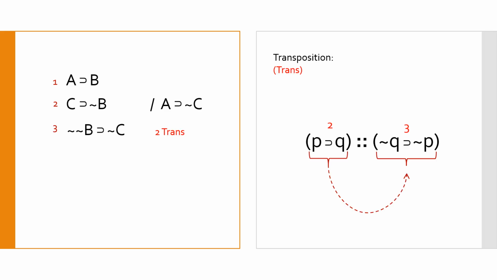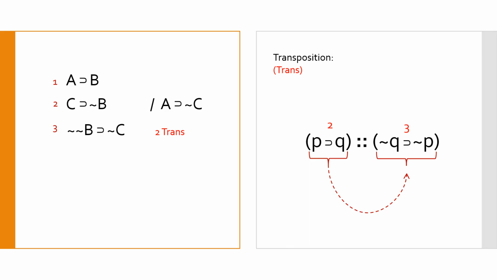Premise 1 says if A then B, premise 2 says if C then not B, and the conclusion drawn from this is if A then not C. So the first step in constructing our proof, of course, is to list and number your various premises, and then place your conclusion off to the right, divided from the last premise with a slash.